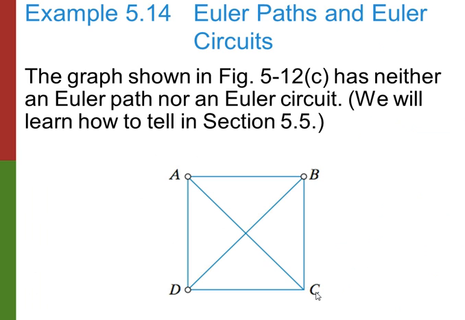All right, so the graph shown below has neither an Euler path nor an Euler circuit. Now, how is that possible? Is C a vertex or not in this graph? No. It probably is. They just left that 0 out. All right, so why doesn't this guy have an Euler path?